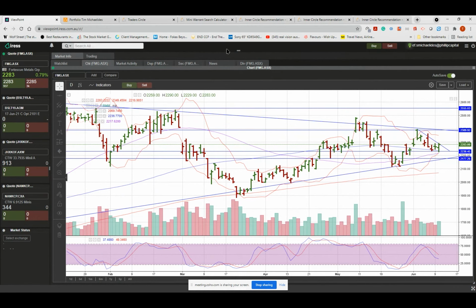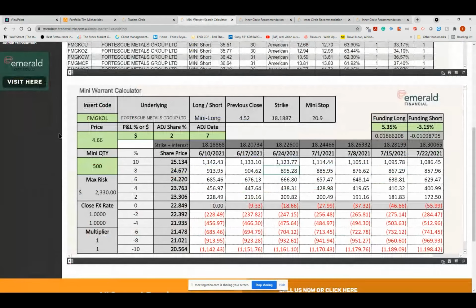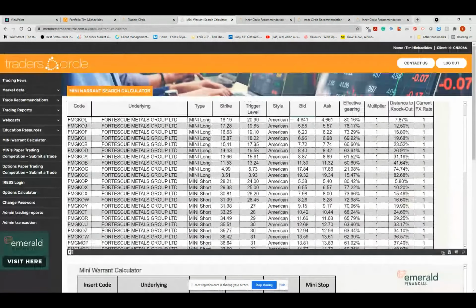And I just want to show you what a mini long looks like on this trade, and how, using this particular strategy, I can get in and out of a trade in a short-term movement, take my profit, move on, and wait for the next swing. So here is our mini warrant calculator that we have on our members section of Trader Circle.